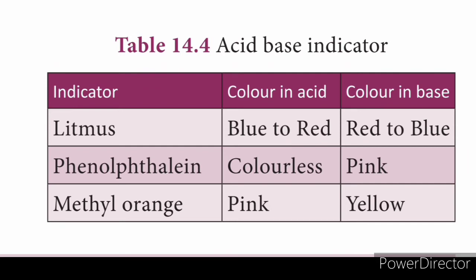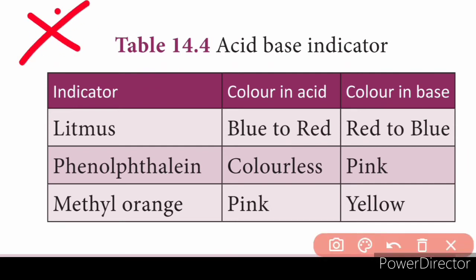It's given in the tabular column. So this is also an important question. So this will help you to remember easily also. Litmus paper: in acid it is blue to red, whereas in base it is red to blue. Phenolphthalein: colorless and pink. Methyl orange: pink and yellow.